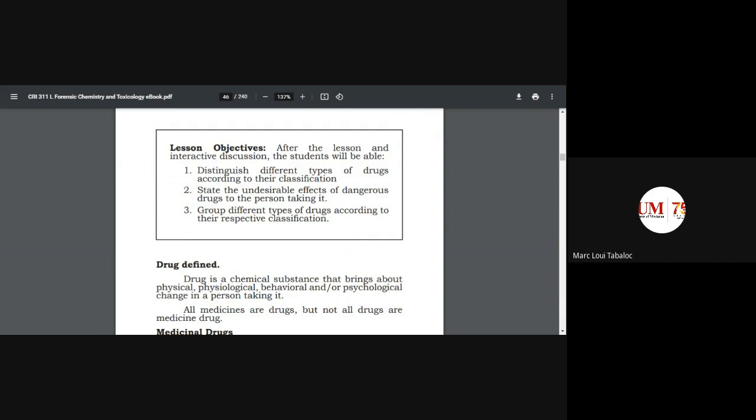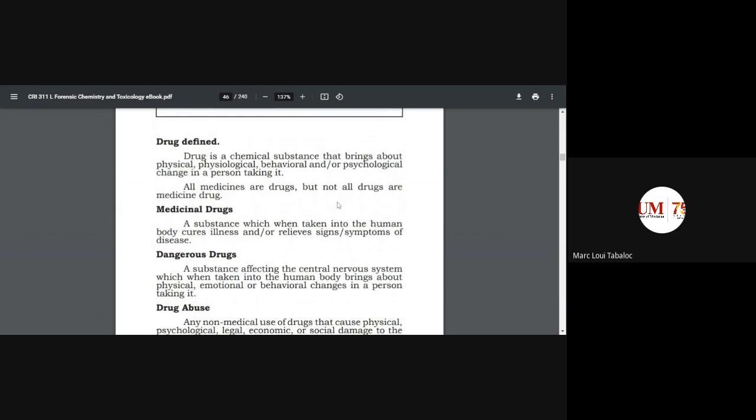So, lesson objectives muna natin. First, distinguish different types of drugs according to their classification. You will be able to state the undesirable effects of dangerous drugs to the person taking it. We will be able to group different types of drugs according to their respective classification also. Okay? Kasi meron yung mga classifications and sub-classifications of drugs. Okay? So please take note of the following.